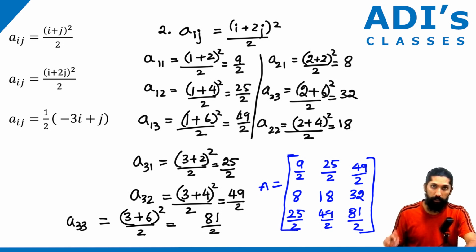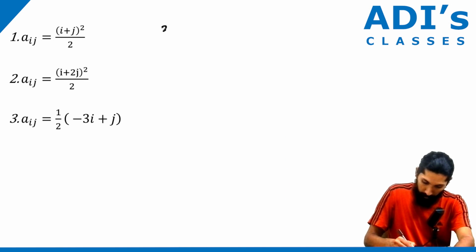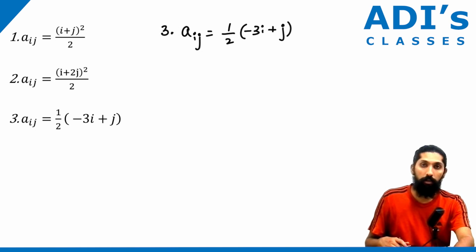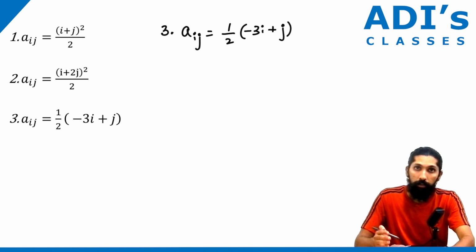Alright, let's do the next one, the third one. Again, look at the third one. So for the third one, you have Aij is equal to half of minus 3i plus j. Correct? Now here, guys, you can do it directly because two problems we have solved in detail. This one you guys can do directly.